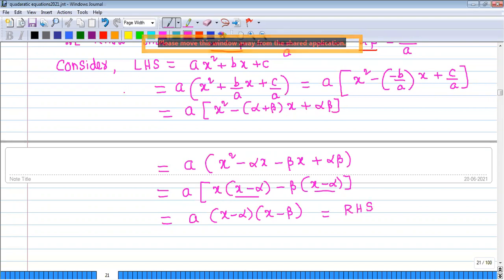If alpha, beta are the roots of ax square plus bx plus c is equal to 0, then the expression ax square plus bx plus c can be written as a times x minus alpha into x minus beta. Clear? Okay, next.